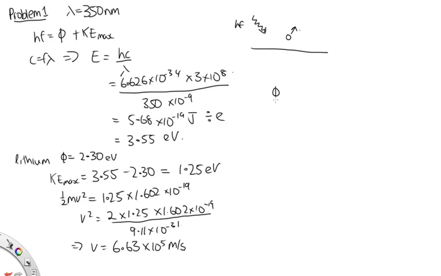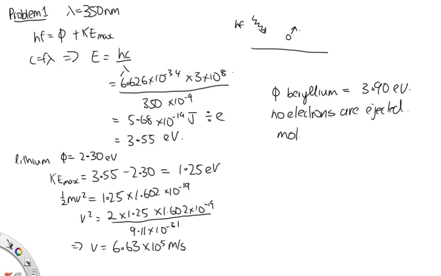Now the work function for beryllium is equal to 3.90 electron volts, and the photon coming in only has 3.55 electron volts, and so the photon coming in does not have enough energy to eject an electron from the surface, so no electrons are ejected. For molybdenum, the work function is even higher, 4.20 electron volts, so we've also got no electrons ejected.